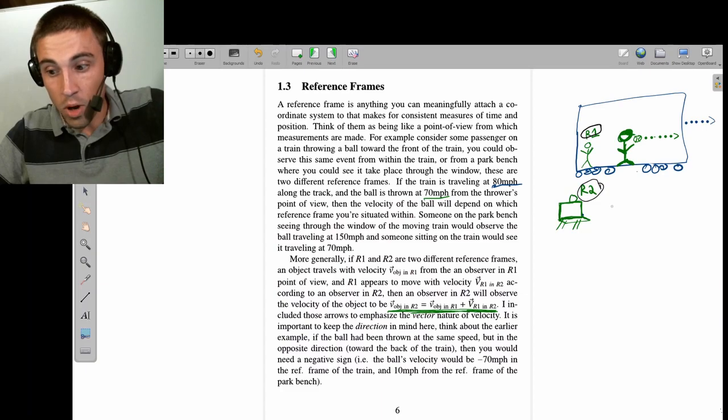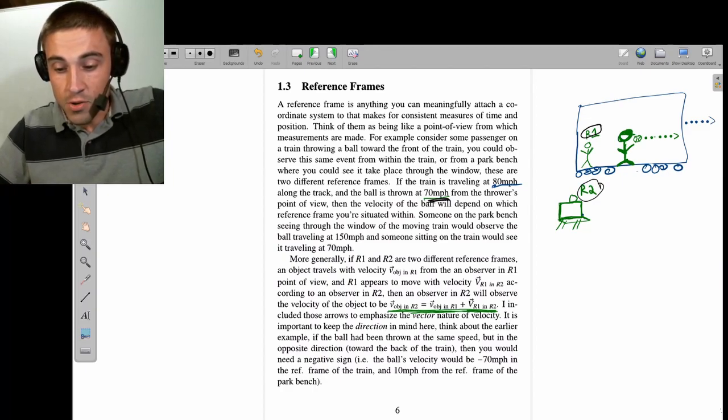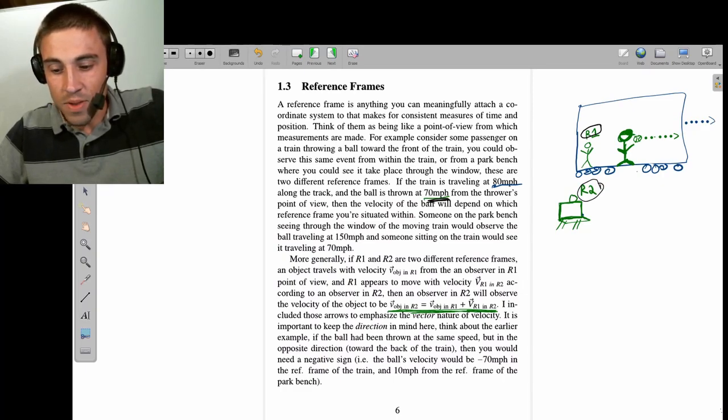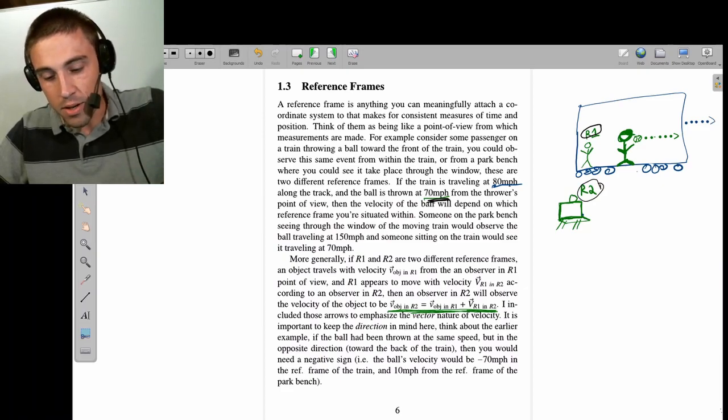So in R1, the velocity of the ball is going to be 70 miles an hour. We're saying the ball's thrown at 70 miles an hour towards the front of the train. From the point of view of R2, the ball will be traveling at 70 miles an hour plus the 80 mile an hour speed of the train. So it's 150 miles an hour overall, okay? This reference frame concept is not that complicated in one dimension. It's going to get more important next week when we get to 2 and 3 dimensions.